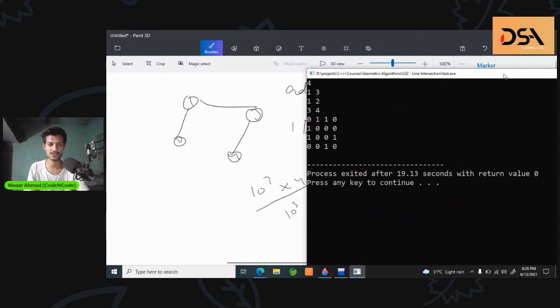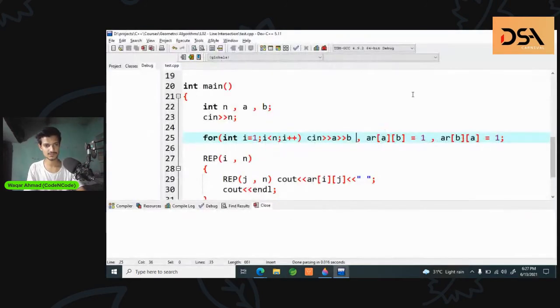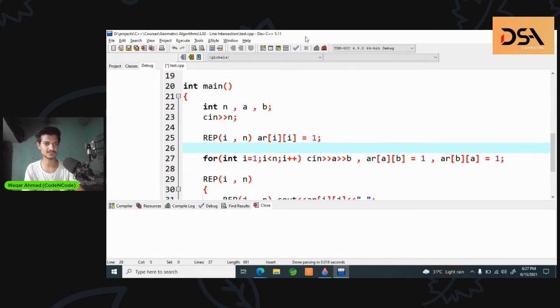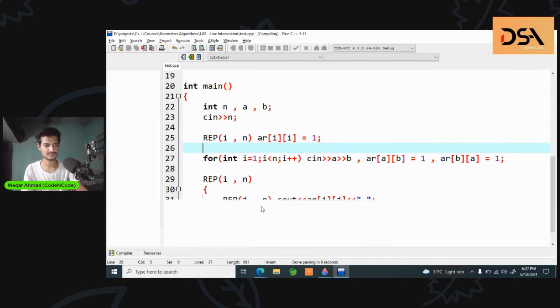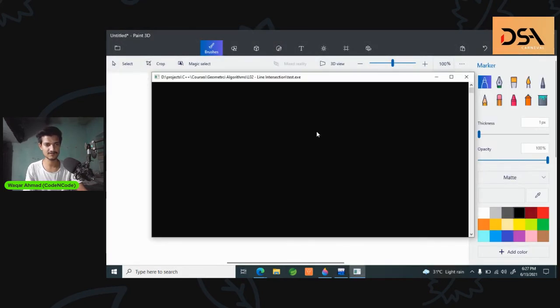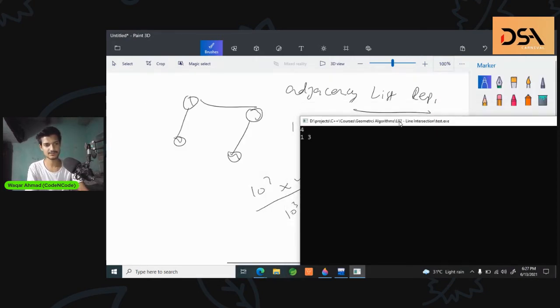Oh yeah, I forgot one thing. Since every node is connected to itself, I have to set this diagonal manually. So for the diagonal, you can run a loop here itself. Before doing anything, you can run a for loop and set the diagonal i to be 1, because each node is connected to itself, right? Let's input this graph again. 4 nodes, one is connected to 3, one is connected to 2, 3 is connected to 4.